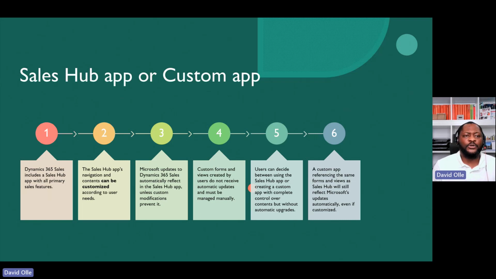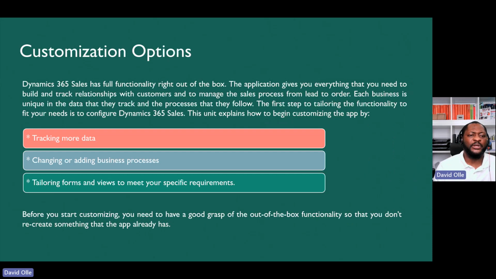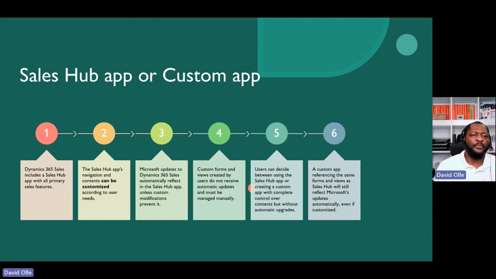Okay, so of course we talked about the sales app, and we talked about the Sales Professional app. We're going to be focusing on the sales app, and also looking at how you can create a custom sales application for yourself. So if there's a need, if you wanted something unique, perhaps just for a certain subsection of salespeople in your organization, then you can actually create a custom application, right?